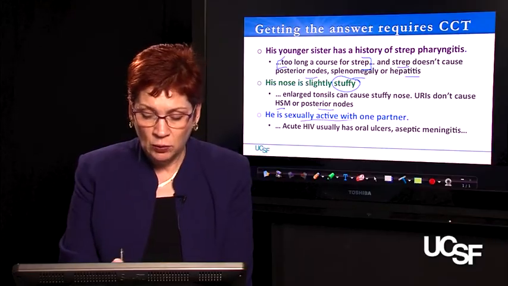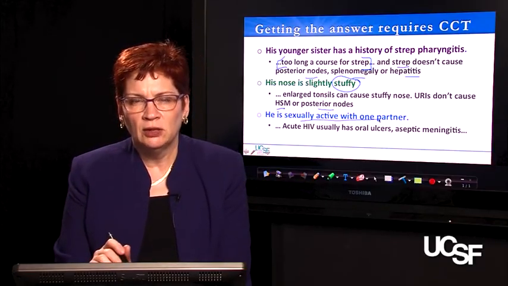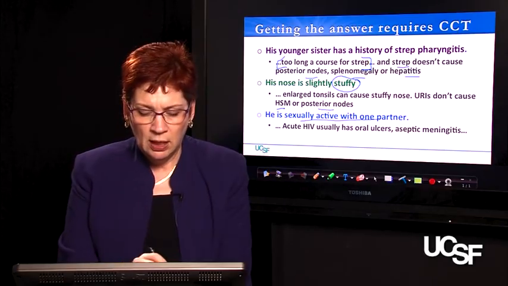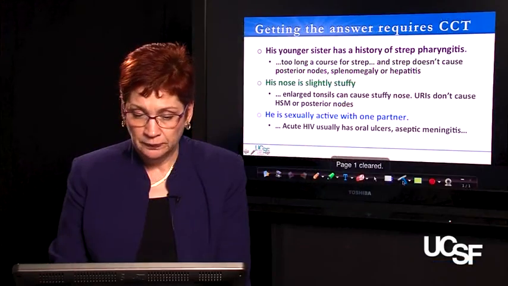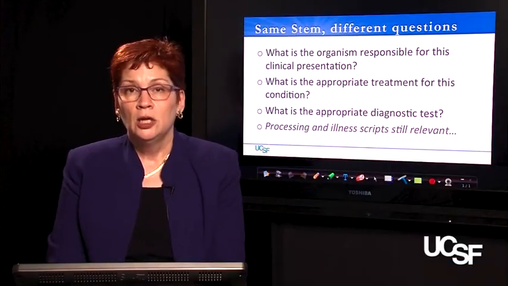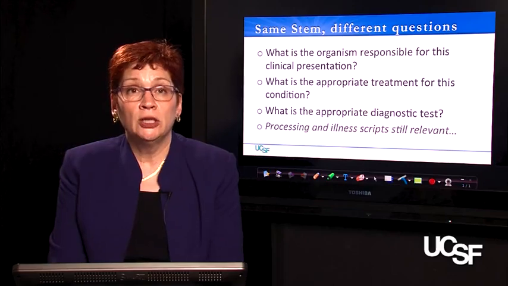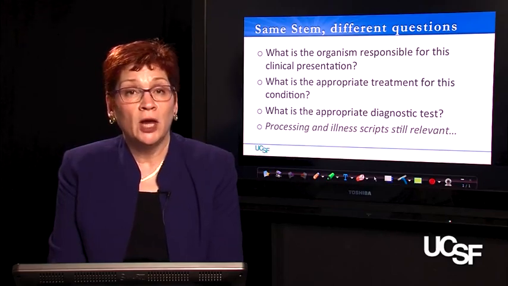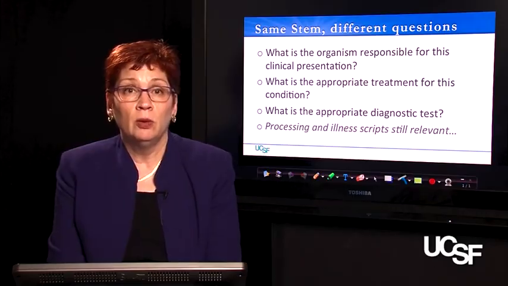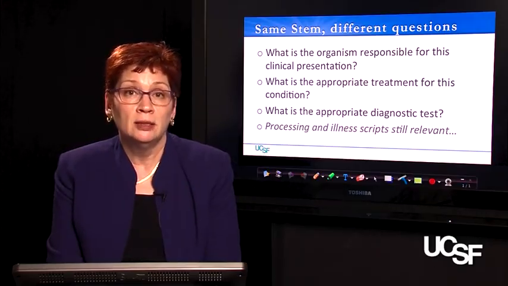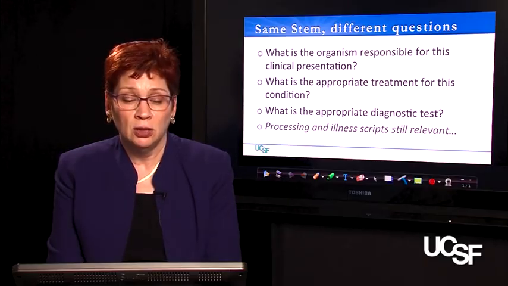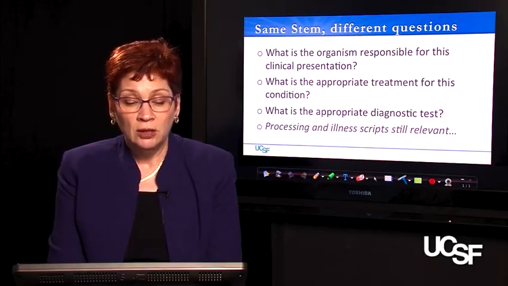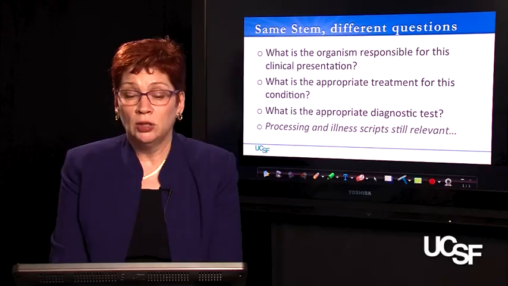He's sexually active with one partner. Well, that does give him a risk factor for HIV. But as we know from our reading, acute HIV usually has oral ulcers and may in fact have aseptic meningitis. So I just created a question that could be used for any of the conditions that we talked about here, but we constructed it so that the answer was, what's the cause of this infection, and the answer is acute mononucleosis. We could, in fact, ask another question with the same stem.